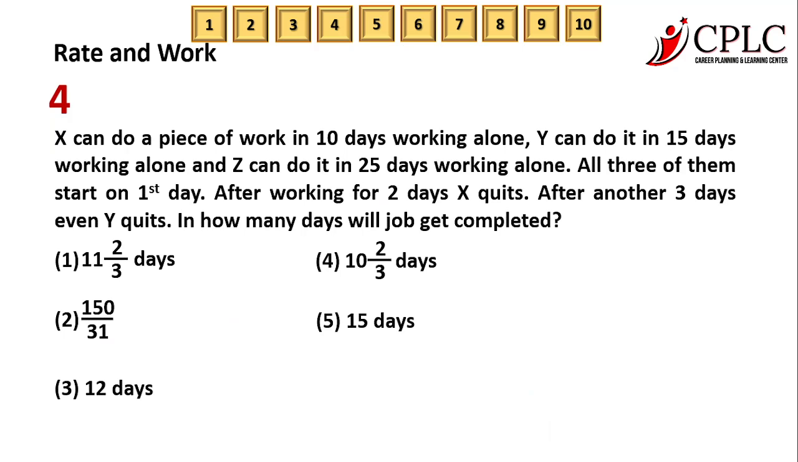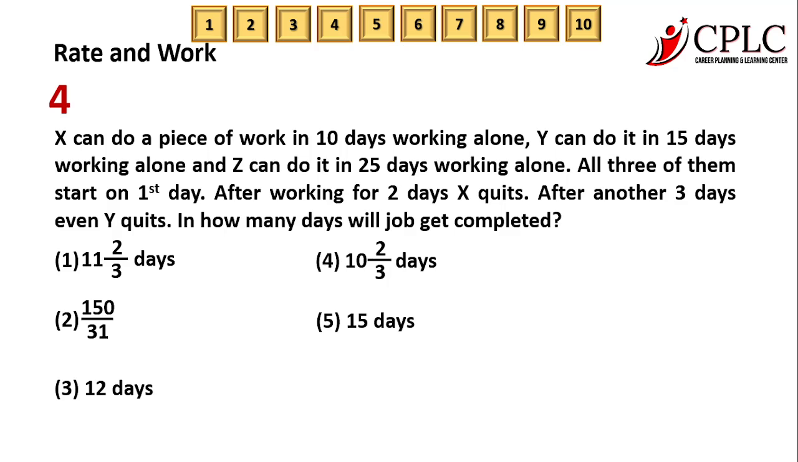Question number 4, it says X can do a piece of work in 10 units working alone. Y can do it in 15 days working alone. Z can do it in 25 days working alone. All three of them start the work on the first day, and after working for 2 days, X quits the job. After another 3 days, even Y quits the job. In how many days the job will be completed is what they are asking.